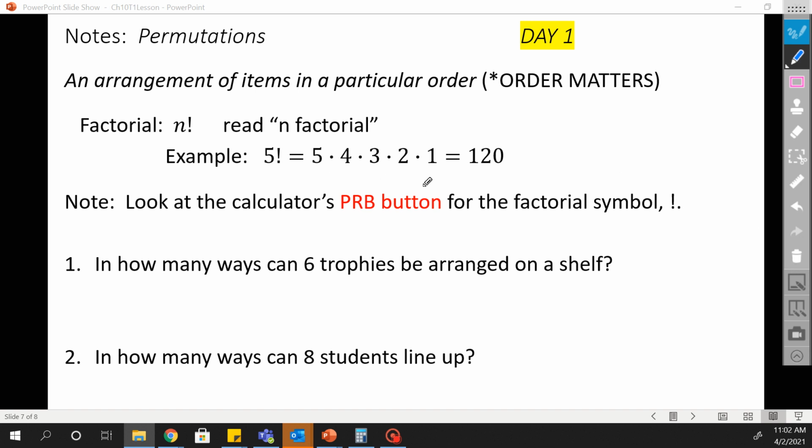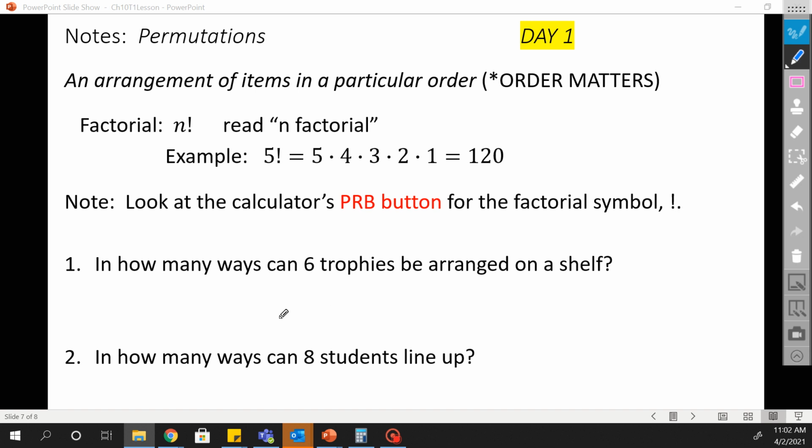And this will be in your calculator. There is a factorial button in your calculator. Sometimes it's under the probability function, and sometimes it's not. Sometimes it's just an exclamation point. And this will tell you how many ways you can order something, because it essentially works just like a choice.